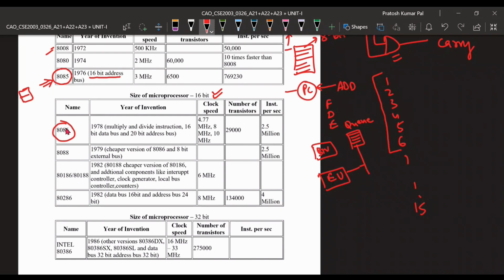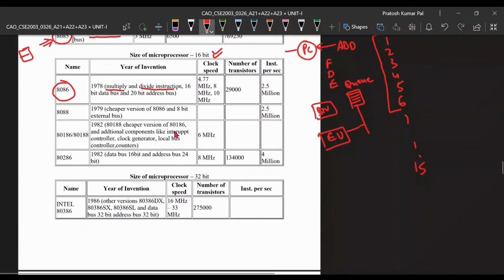Also, in case of 8086, it supports multiply and divide instructions. In case of 8085, there are only addition and subtraction related operations. For multiplication and division, we have to use addition and subtraction itself to perform them. But in case of 8086, there are specific instructions related to multiply and divide.